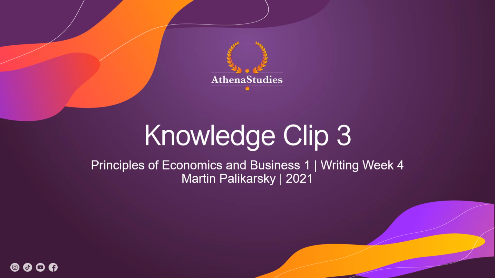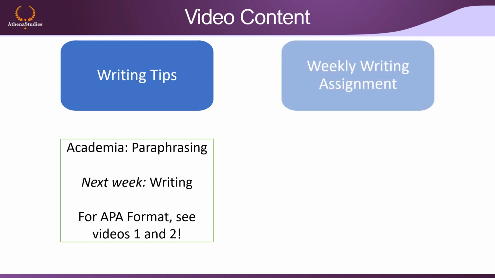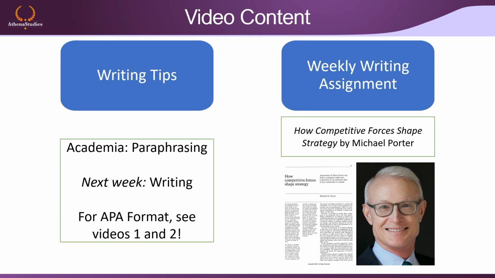This week we're going to talk about your fourth week essay assignment, and as you know my videos have very similar content. Firstly, I'm going to start off with some writing tips and discuss something extremely important, which is academia and mainly paraphrasing. Next week, we're going to move on to writing. If you want more information about how you can properly cite and use the APA format, please refer to the first two videos that you can find on this YouTube channel. This week you have to write about Porter and his five forces and his article How Competitive Forces Shape Strategy, but we're going to talk about that later in this video.